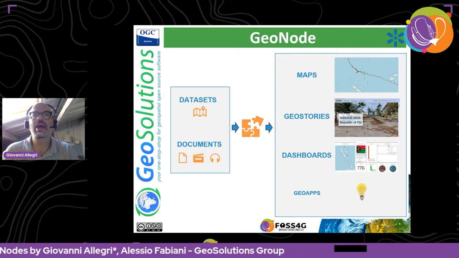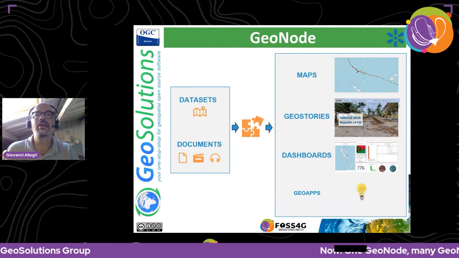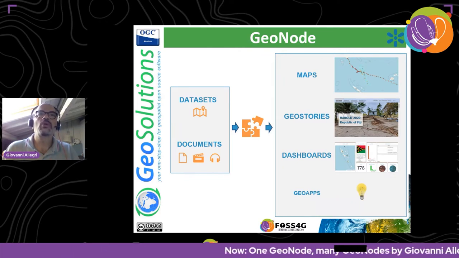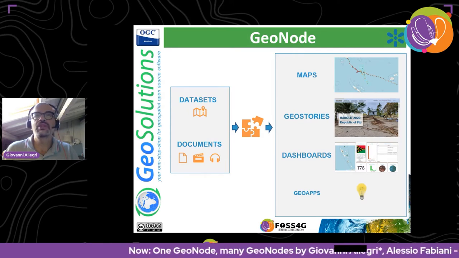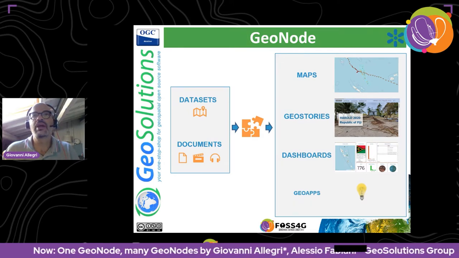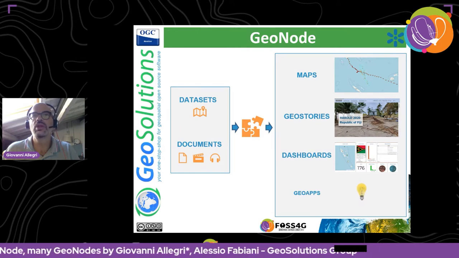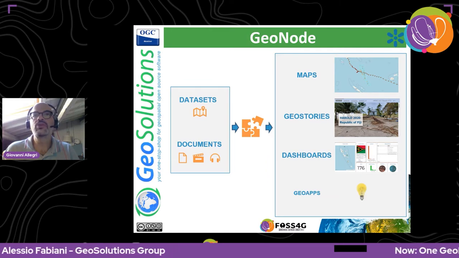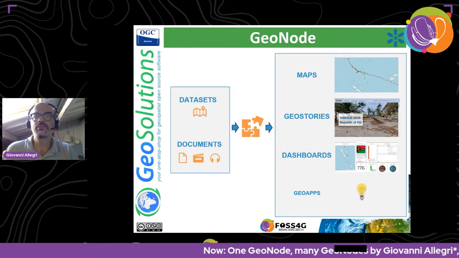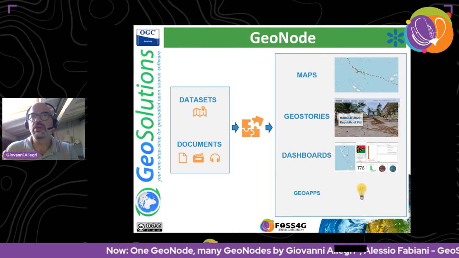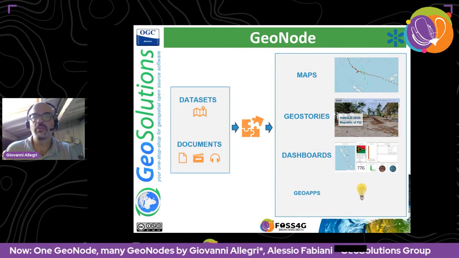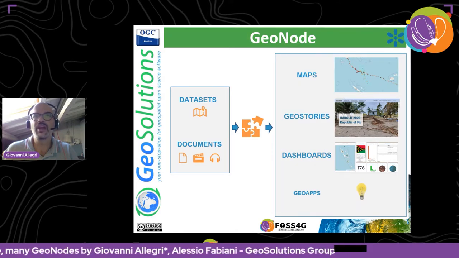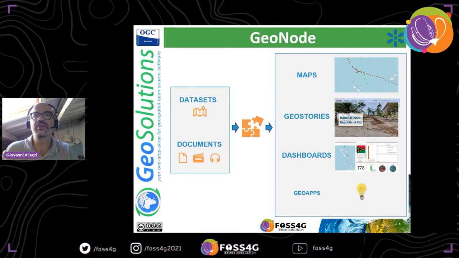So GeoStories and dashboards, for example, are GeoApps implementations provided by the so-called MapStore client application, which is the one that provides also the new client, the client to Geonode. It provides the default client, the front-end application, but it also provides these implementations for two kinds of GeoApps. GeoStories and dashboards are already available in the 3.3x branch, the development branch of the Series 3 of Geonode.